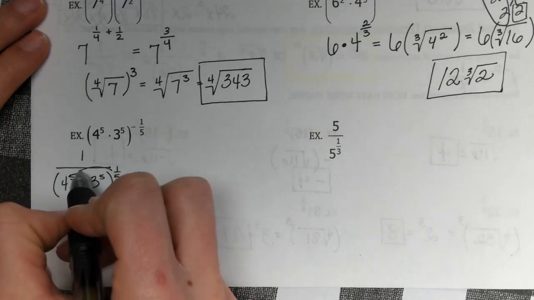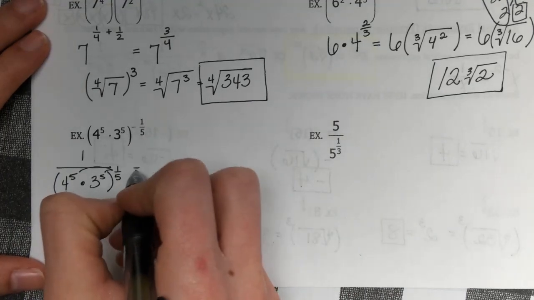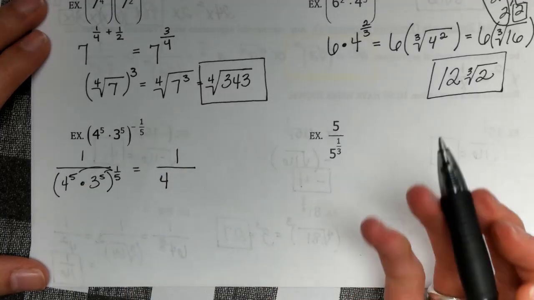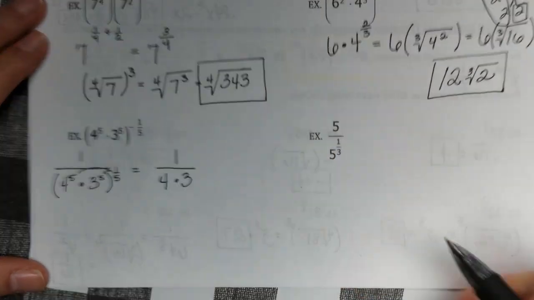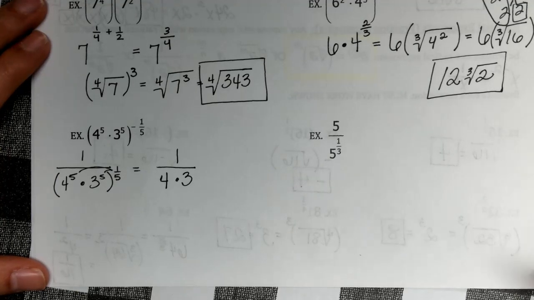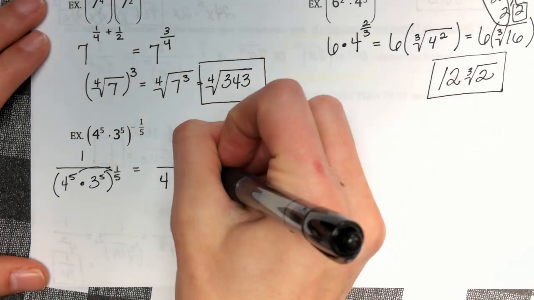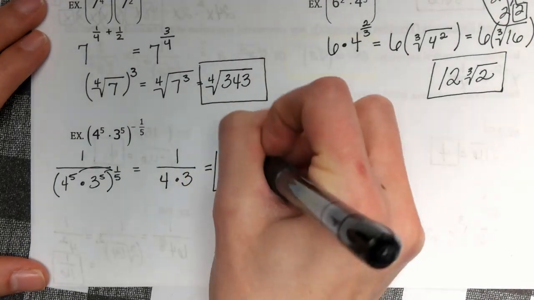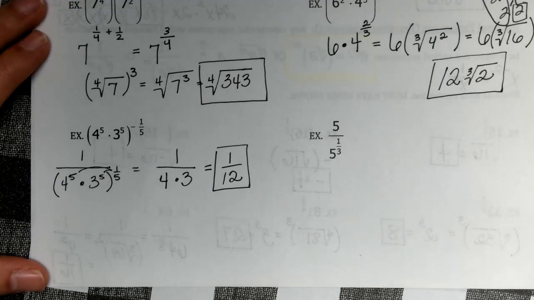So when I distribute, that becomes 1 over 4 times 3. Because 5 times 1/5 is just 1. So my answer would be, there was no rewriting for that. Because my exponents just happened to have canceled to 1. Okay?